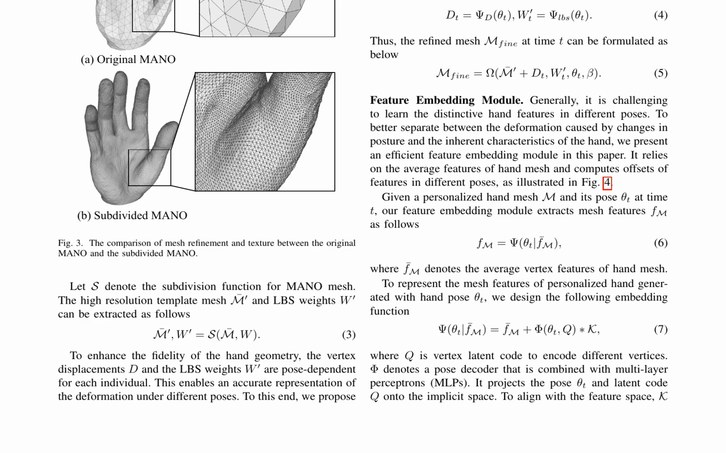The XHand framework enables accurate representation of hand geometry and realistic rendering in real time. The subdivision function is defined in equation 3, while equations 4 and 5 formulate the prediction of mesh features and refined mesh. The feature embedding module is defined in equation 6, and the embedding function is represented in equation 7. The framework's effectiveness is demonstrated through comparisons of mesh refinement and texture between the original and subdivided MANO templates, as shown in figures 2 and 3. The XHand framework has the potential to revolutionize the field of computer vision and graphics, enabling realistic and detailed hand modeling and rendering in real time.